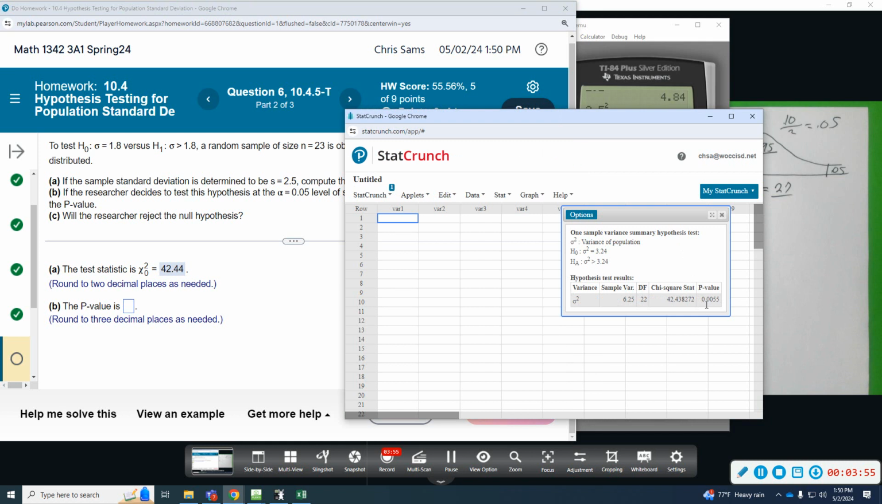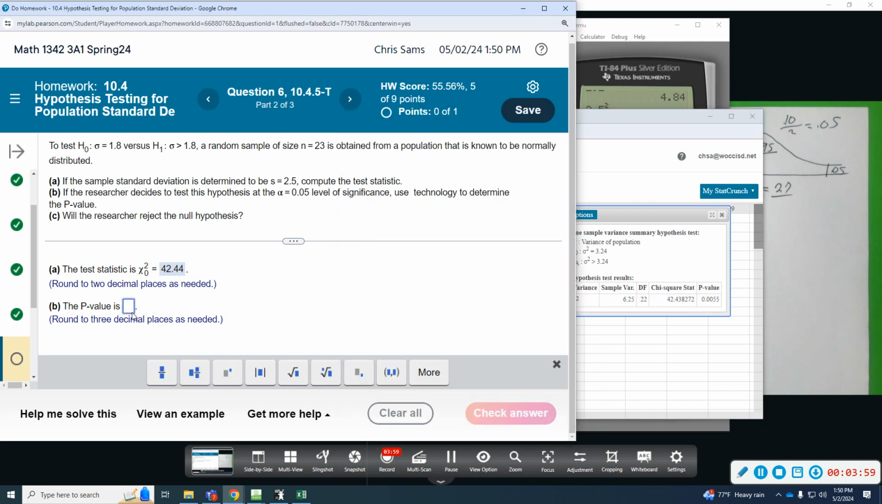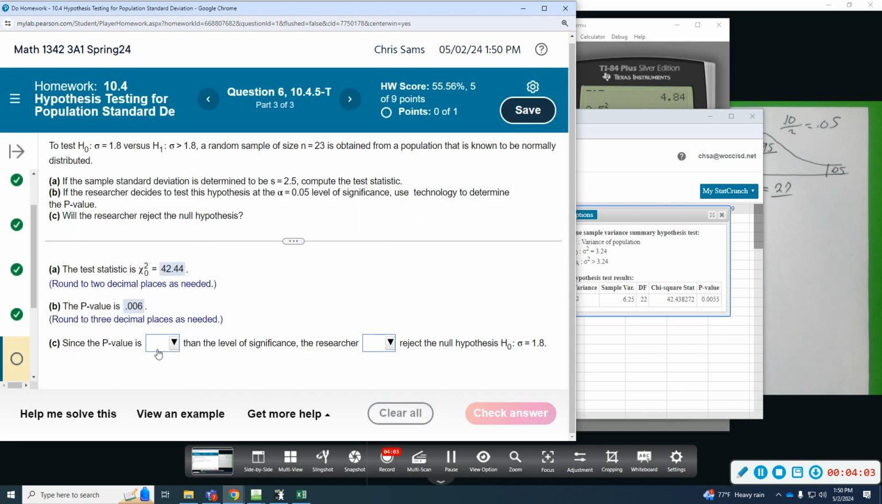P-value 0.0055. To 3 decimal places, so 0.006, less than 1%. We're testing at alpha equals 0.05. So since the p-value is less than alpha, we will reject the null. There's strong evidence in favor of the alternative. So p-value is less than alpha, we will reject the null.